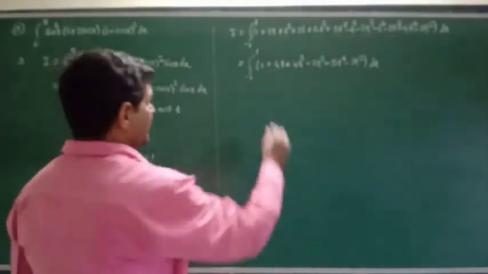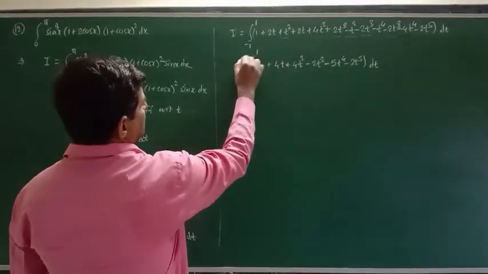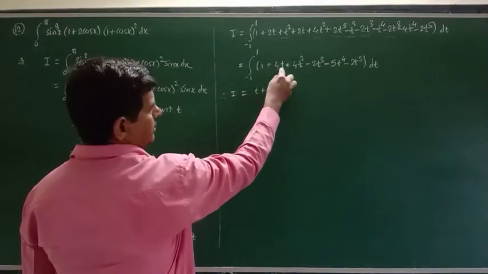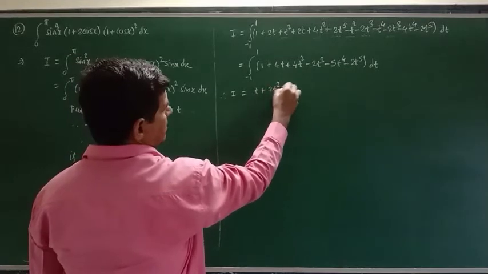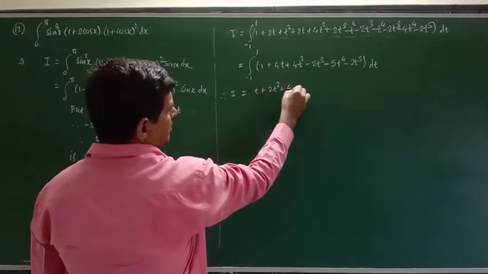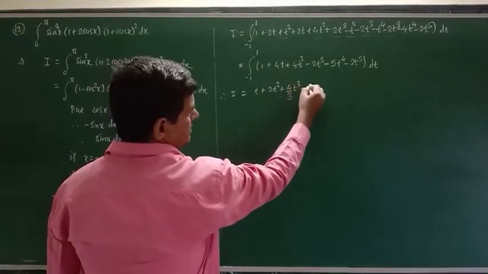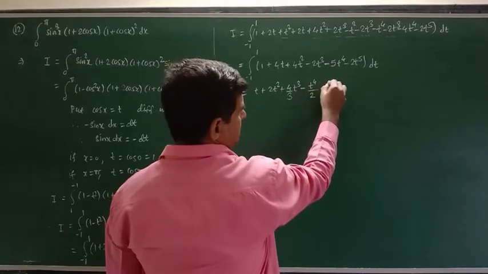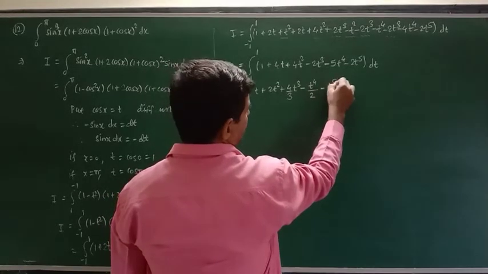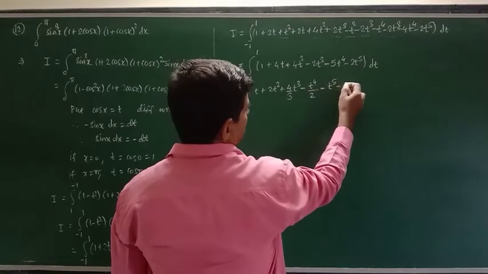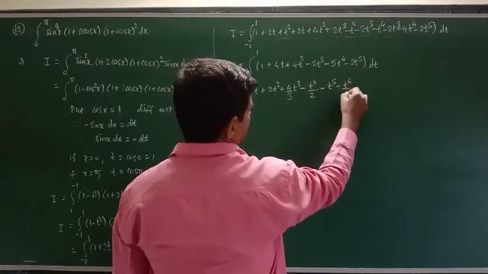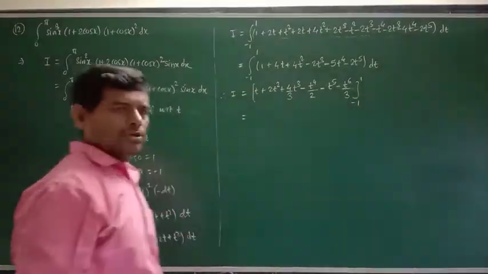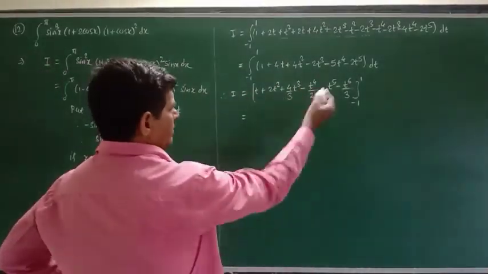Now take the integration of these terms. What is its value? I is equal to t plus 4t square by 2, so it is 2t square, plus 4 upon 3 t cube minus t raised to 4 upon 2 minus t raised to 5 minus t raised to 6 upon 3, and put limit minus 1 to 1. So put the upper limit minus lower limit.